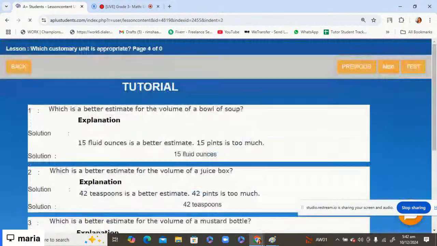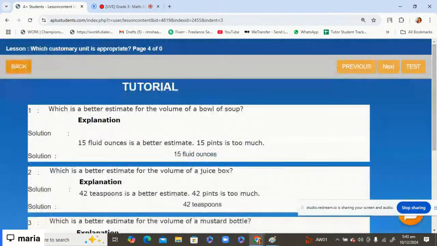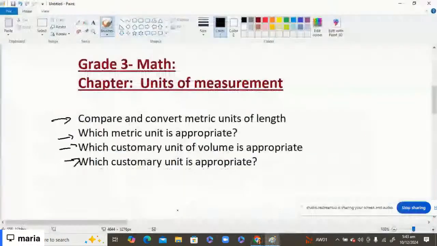The juice box is done, and the mustard bottle. These are all the questions we have done. Hope you guys understand this lesson. Today we discussed grade 3 maths. The chapter we discussed is the unit of measurements. And here are the lessons. First lesson, compare and convert the metric units of length.